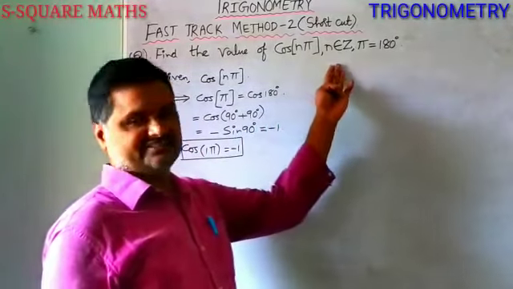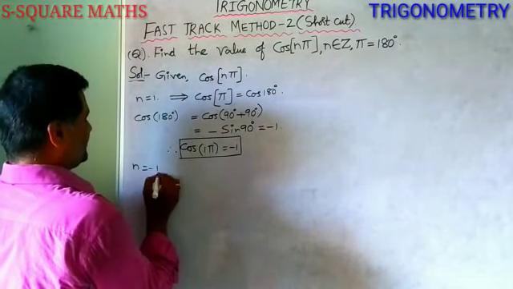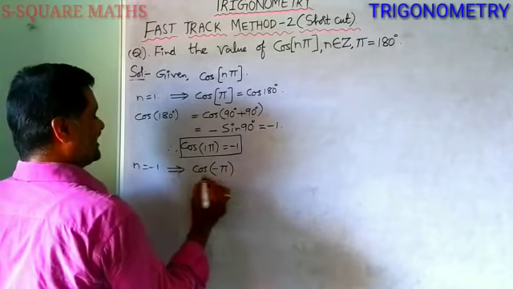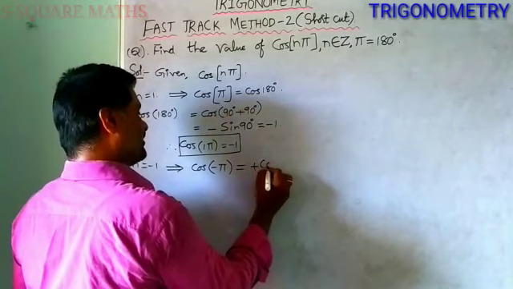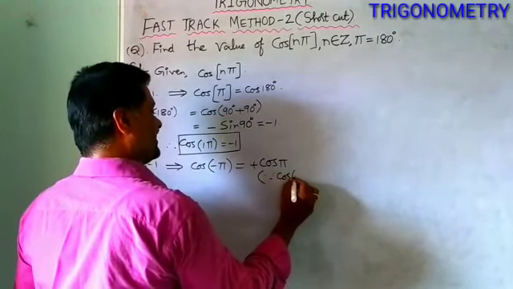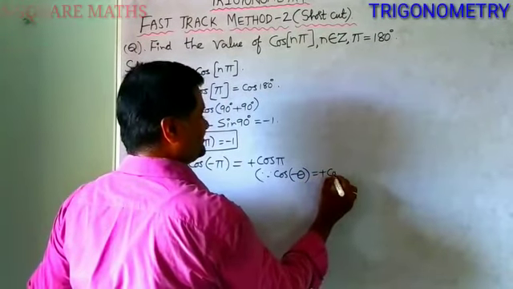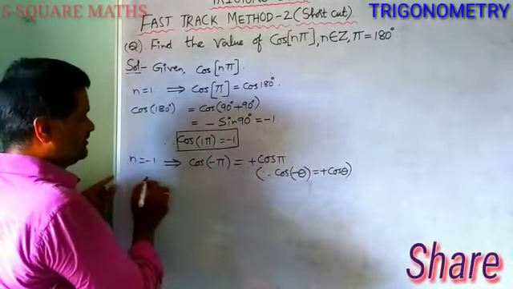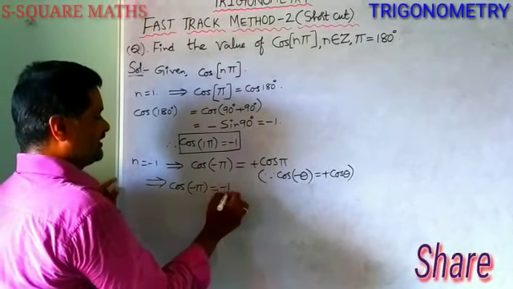Now since n is an integer, let us go through the negative integer. So n is equal to minus 1 implies cos of minus pi. Minus 1 into pi is minus pi. So it is nothing but plus cos pi here. Why? Since cos of minus theta is always cos theta. Already we have done cos pi is nothing but minus 1. So this implies cos of minus pi will also be minus 1.